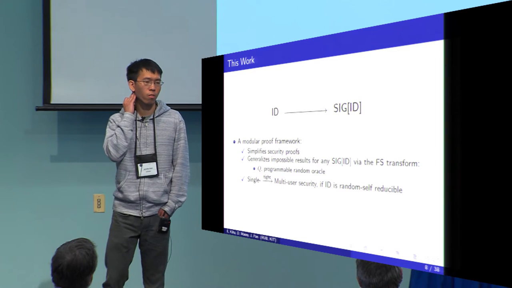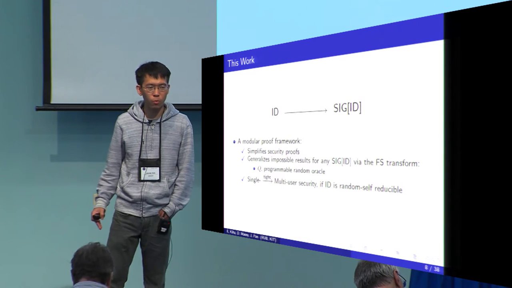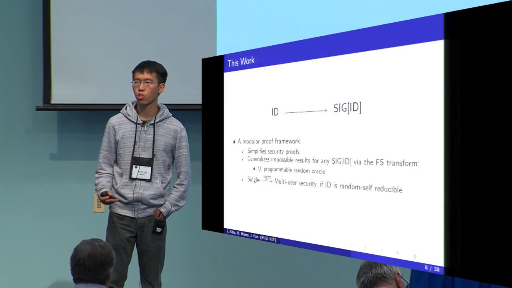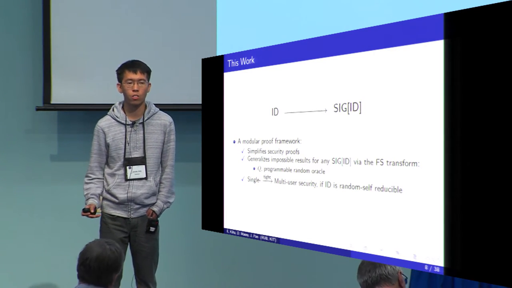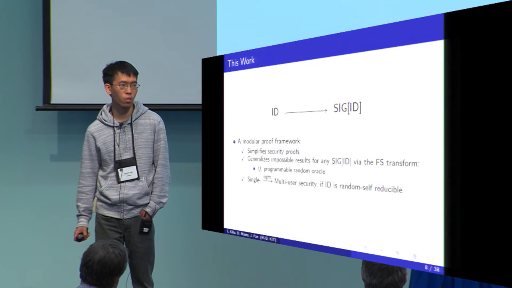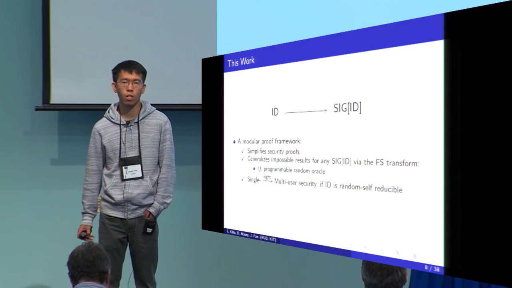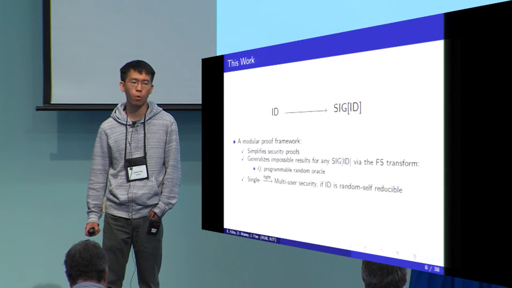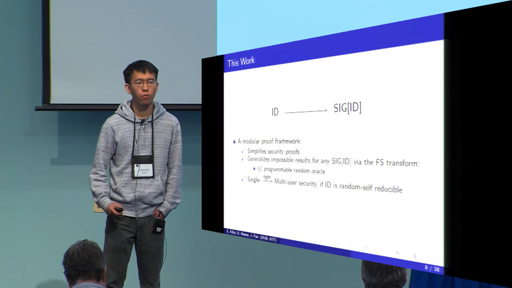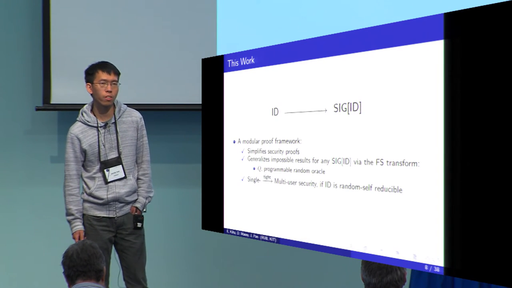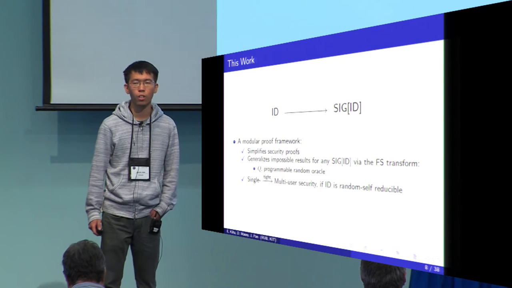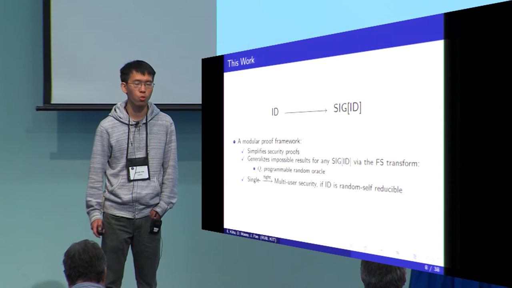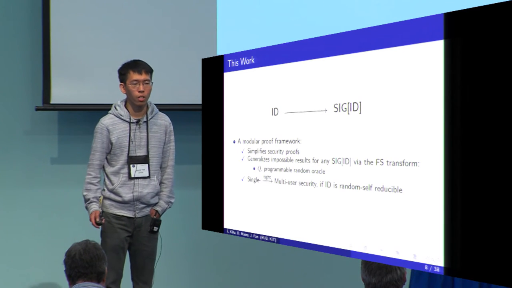So in this paper, I'm going to give a modular proof framework, which simplifies the security analysis. In particular, we generalize the impossibility result for any signature scheme from the Fiat-Shamir transformation, which shows that for all these signature schemes, it has to lose a factor of Q, and also needs a programmable random oracle. And also, we give a tight security reduction from the single-user setting to the multi-user setting, if the identification scheme is random self-reducible in the random oracle model. Okay. We sort of fixed the proof in 2002.